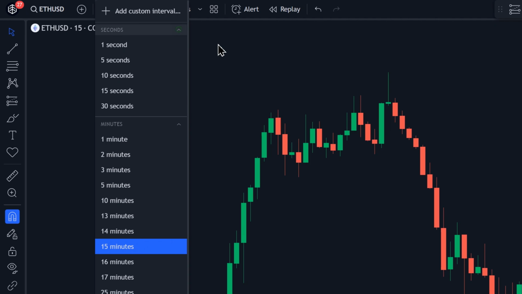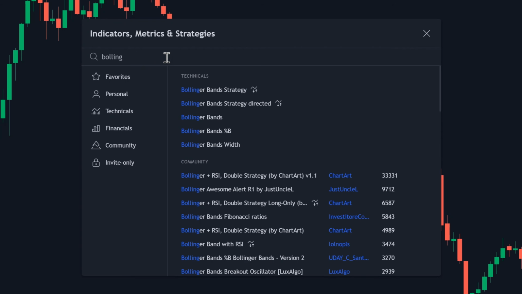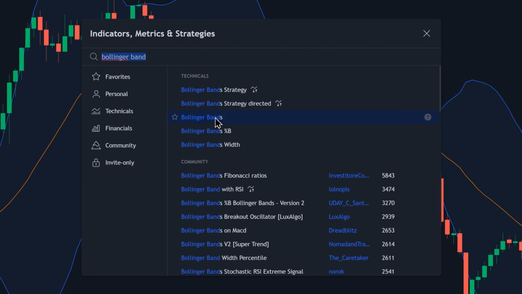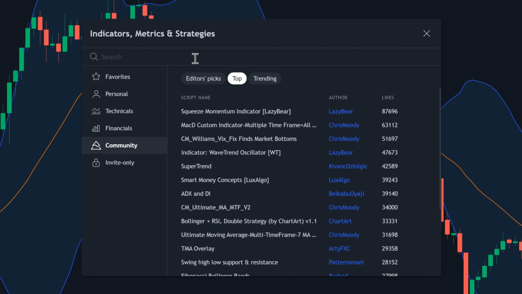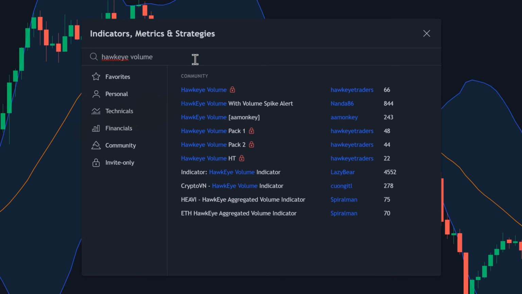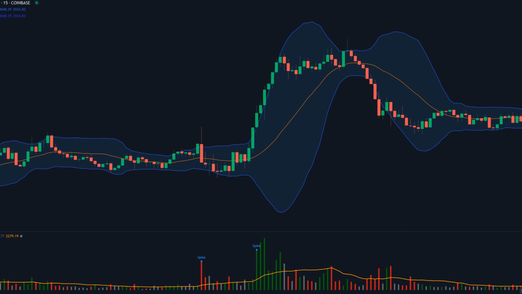After that, you're going to click on indicators. Now, the main indicator of this strategy is called Bollinger Band. Type that in. And we're gonna click on it twice because we need 2 copies of this indicator. Then we also need to add a volume indicator called Hawkeye Volume. This one by Nanda86.